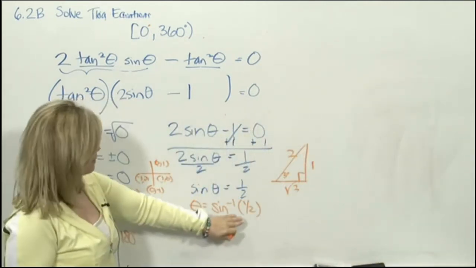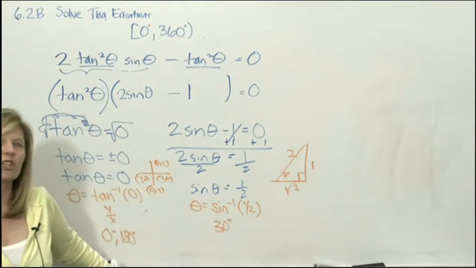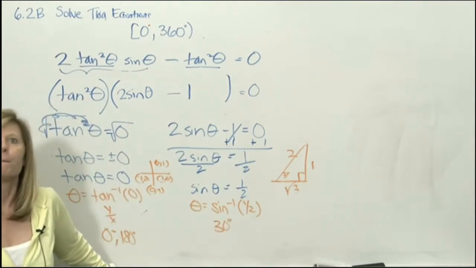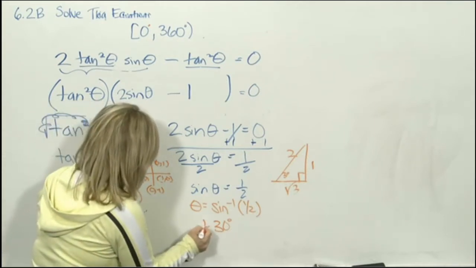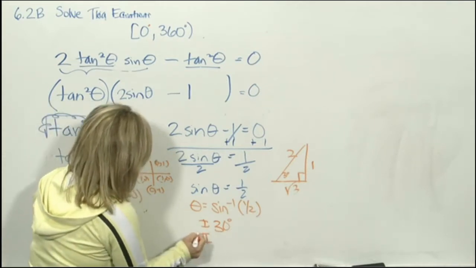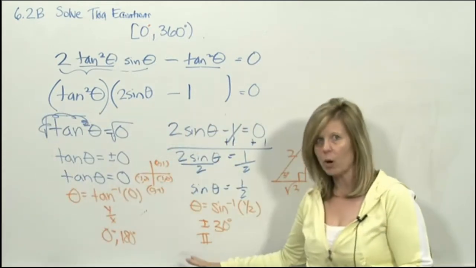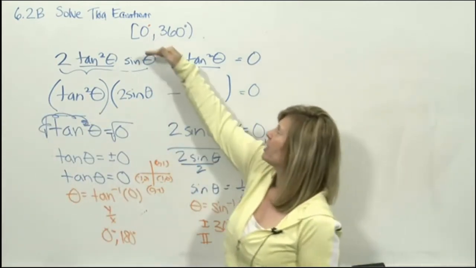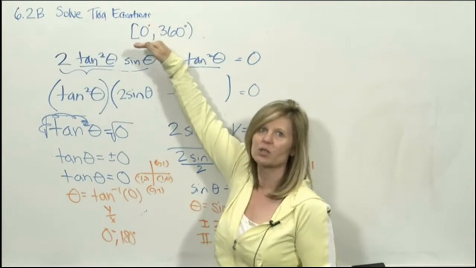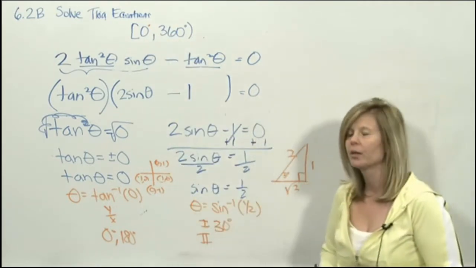But think, that's a positive number. Is sine just positive in quadrant 1? No. Sine is positive in quadrant 1 and also quadrant 2. So look, here's the difference. Today we're solving equations. And because of that, they're giving us a restriction. They want all the answers between 0 and 360.